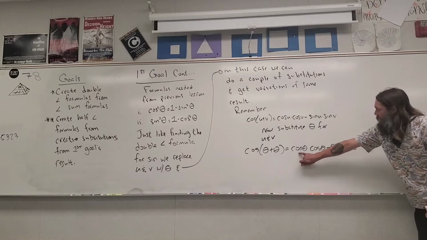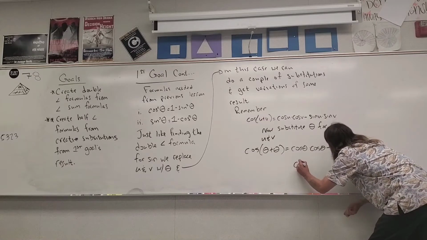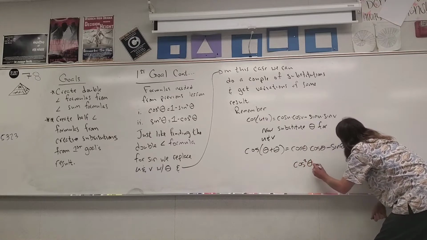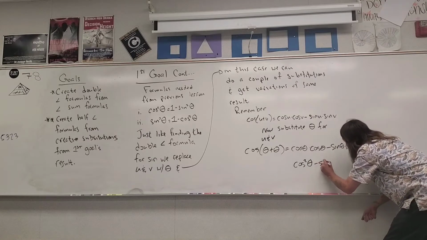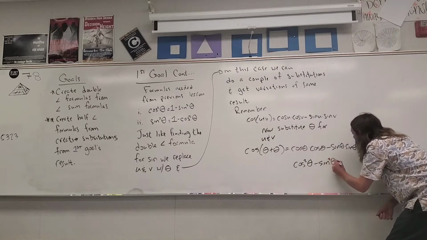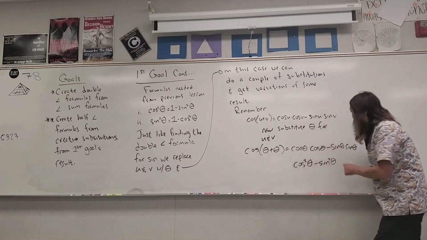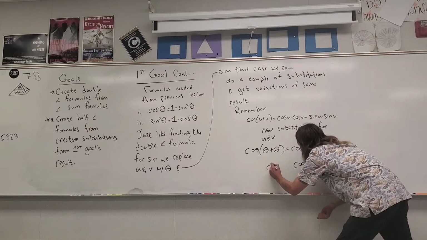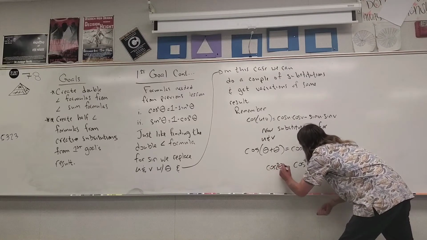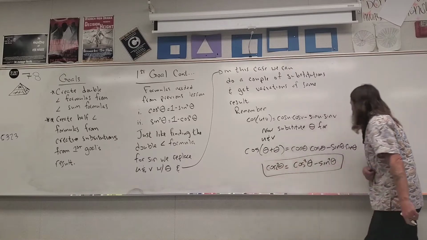Well, cosine of theta times cosine of theta, that's cosine squared theta. And sine of theta times sine of theta, that's sine squared of theta. And so right here is one version of the cosine double angle formula. So we could say cosine of 2 theta is equal to cosine squared theta minus sine squared theta.